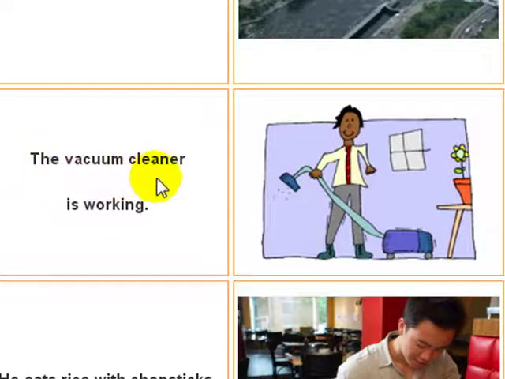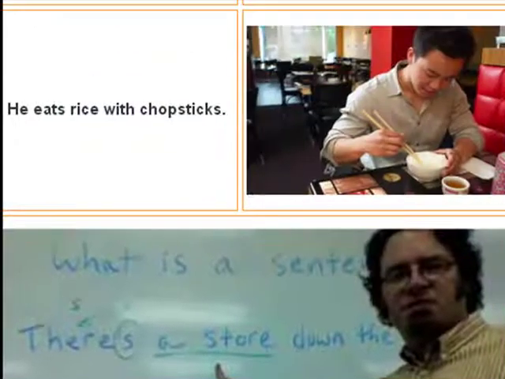The vacuum cleaner is working. So the vacuum cleaner is the subject, is working is the verb or the verb phrase. He eats rice with chopsticks. He is the subject, eats is the verb, and so we have identified the subject and the verb. Every sentence, at the minimum, has to have a subject and a verb.